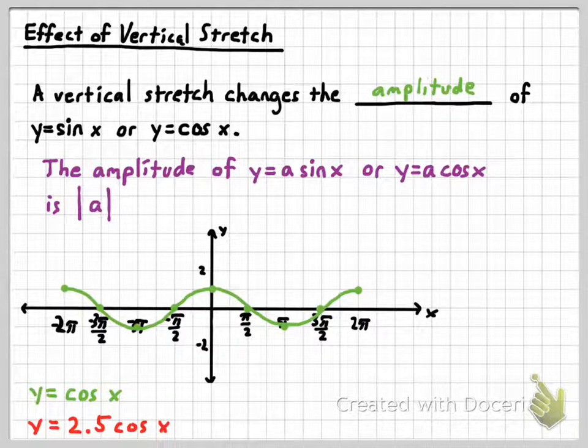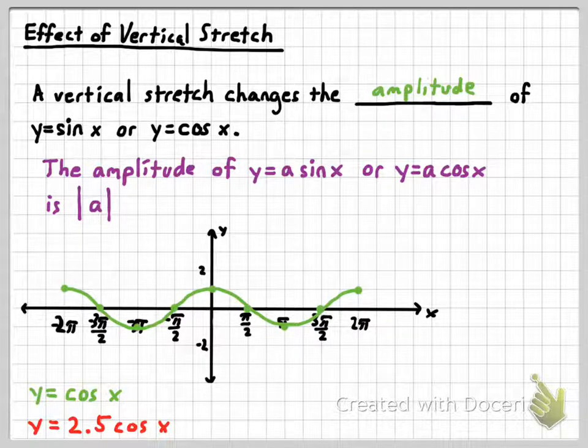Now, let me show you the effect on the graph of y equals cosine x when we change the value of a from 1, because that's what it would be implied to be here, to 2.5. Alright, so you see the graph of y equals cosine x already there in green, and what we're saying is going to happen when we change this value of a, we're going to get that vertical stretch, and it's going to change the amplitude, and it's going to change it to the absolute value of this number, which would be 2.5.